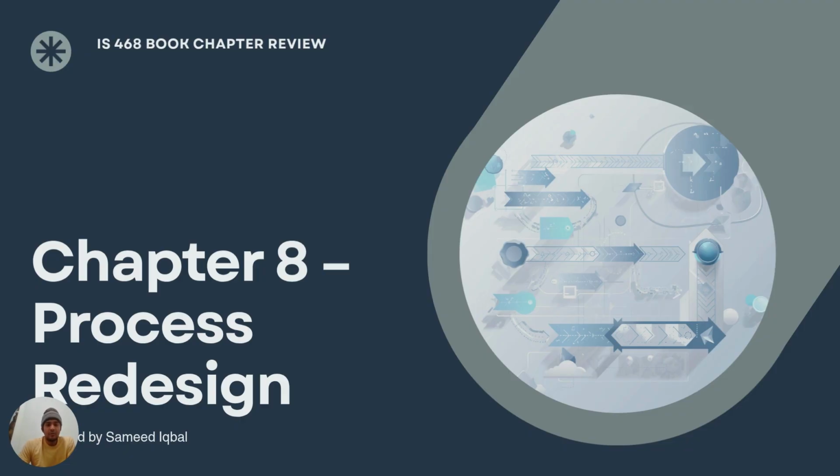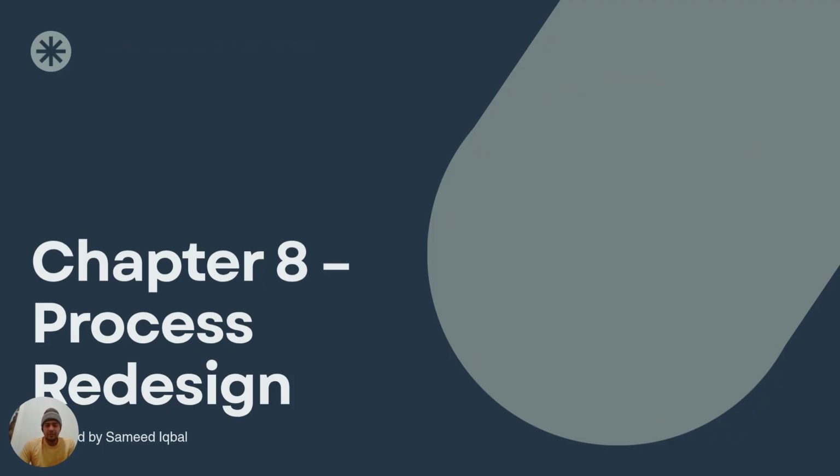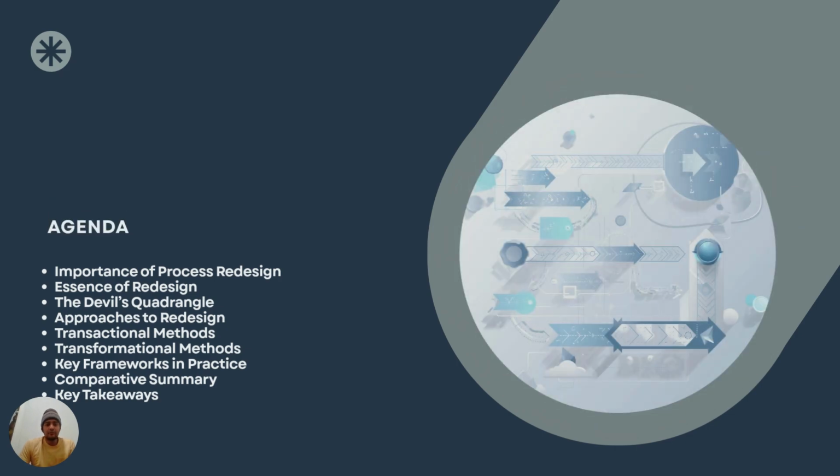This chapter explores how organizations think about improving their processes to boost performance and make them faster, more efficient, and more flexible. So the agenda that we will be covering: I will walk you through the significance of redesign, covering its fundamental concepts and key methodologies such as Lean, Six Sigma, and BPR. Finally, we will highlight the essential takeaways as well.